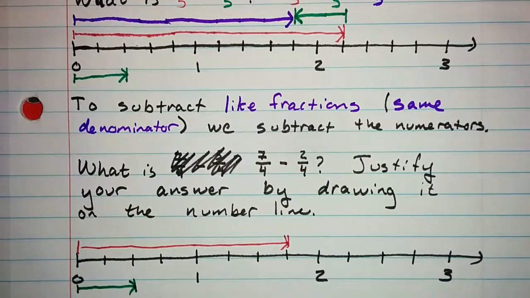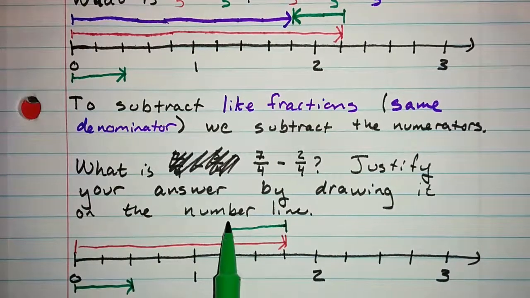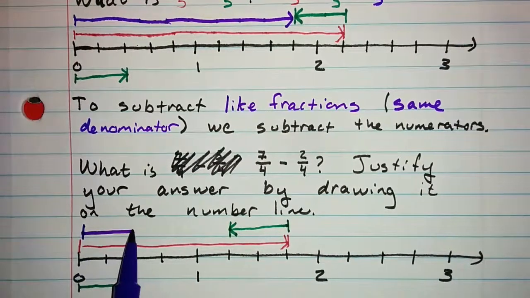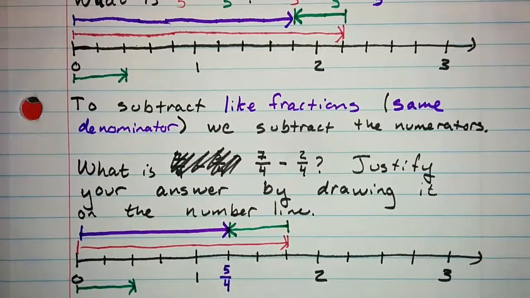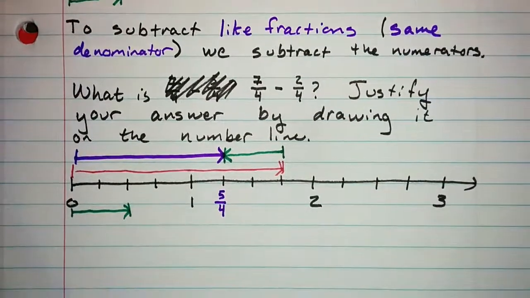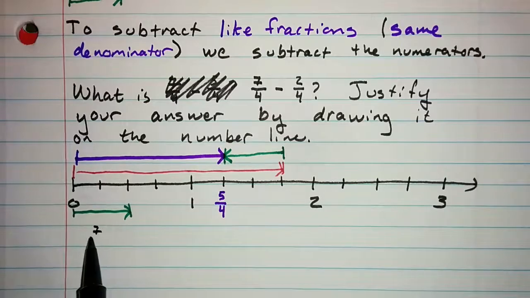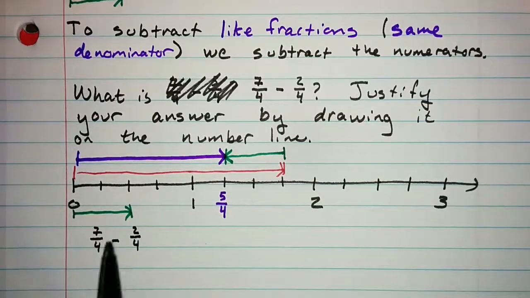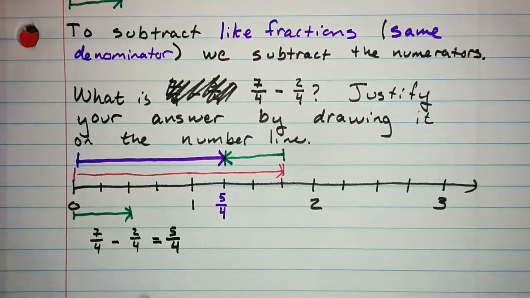To subtract, I'm going to draw my 2/4, starting at 7/4 and going backwards. What's the result then? I have 1, 2, 3, 4, 5/4 as my result. Is that what I would predict just by subtracting the numerators? Yes. 7/4 minus 2/4. That ought to be 7 minus 2 is 5/4.